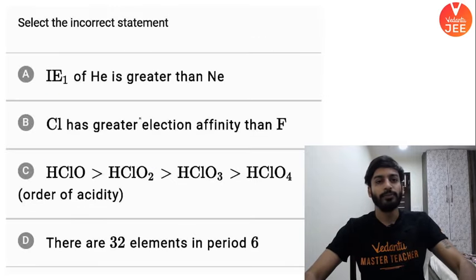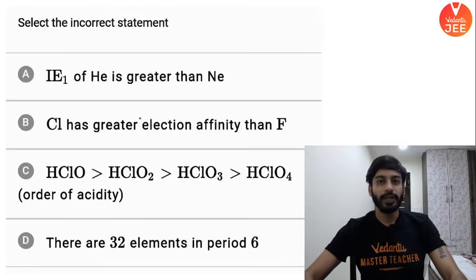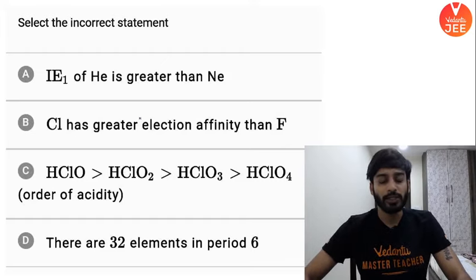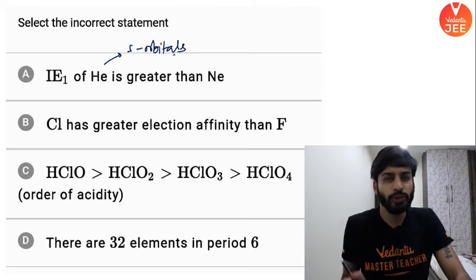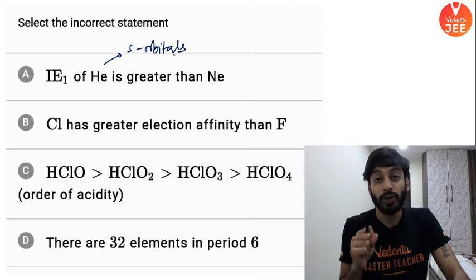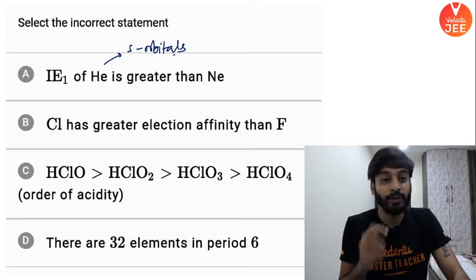Moving on. But a last question for today's session. Let me know what is the answer. Select the incorrect statement. Which statement is incorrect, you have to answer. Pause the video. I hope you got your answer. Very simple. Ionization energy of He is greater than neon. Absolutely right, because helium has electrons in s orbitals, and s orbitals are closer to the nucleus. So the removal of an electron is very, very difficult.